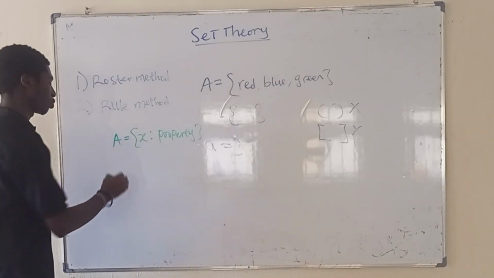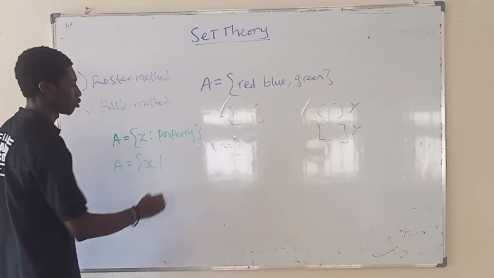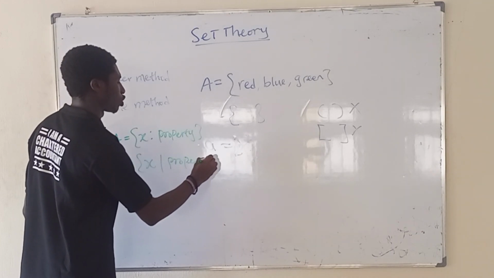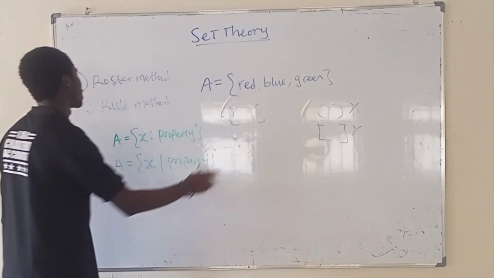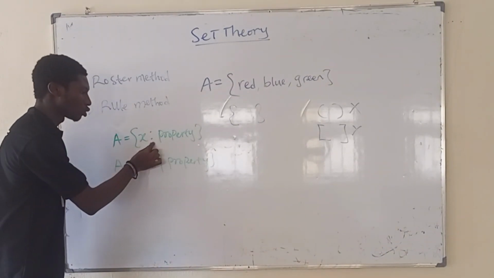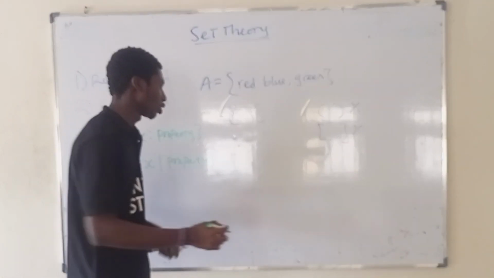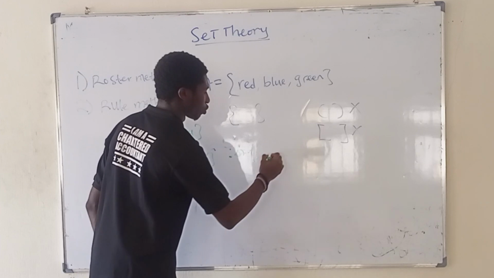Or you can write it as A equal to {x : property} or {x / property}. So these are the general forms of writing set builder's notation, where your colon or your slash is read as "such that".